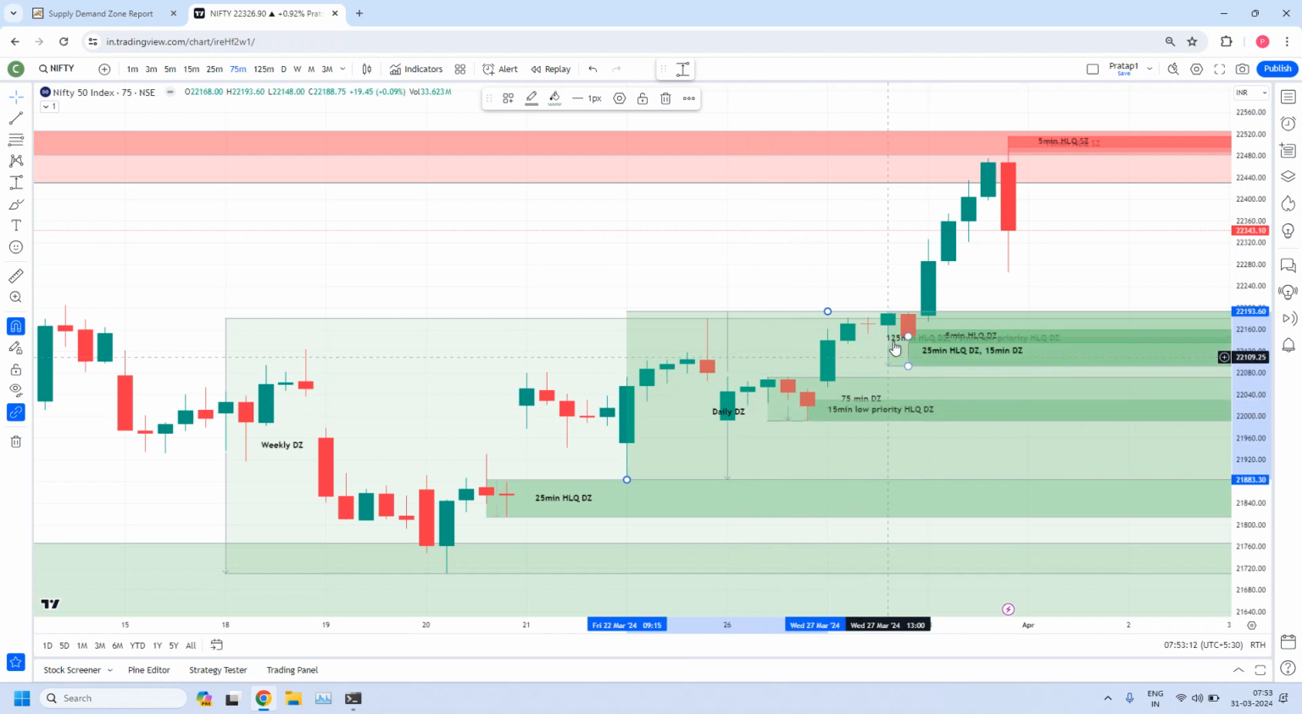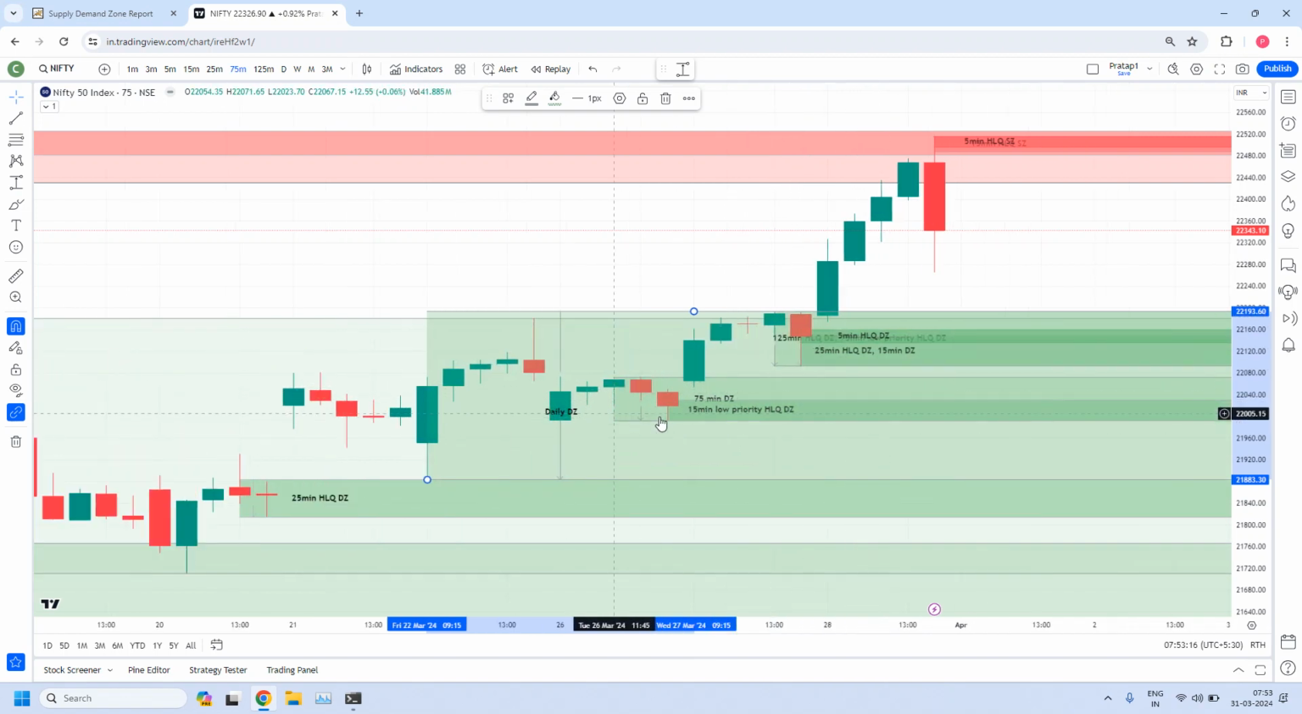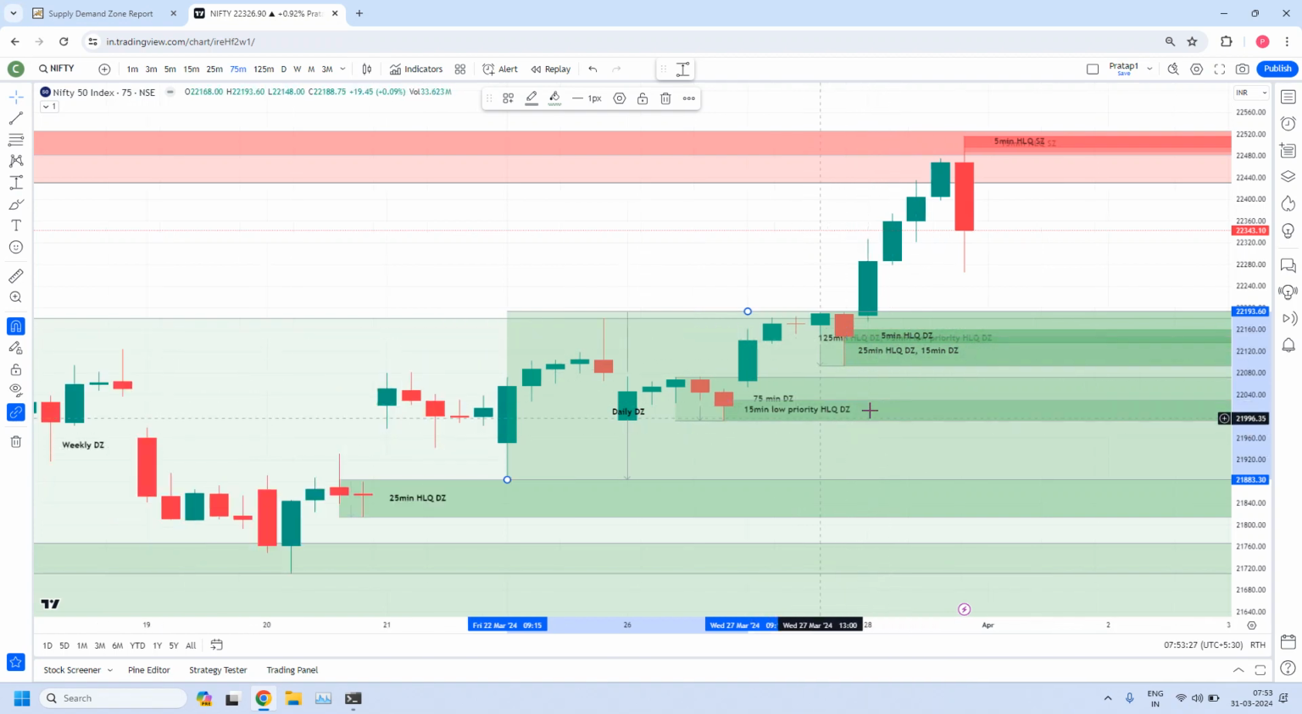Now inside this daily zone, you have two 75-minute zones. This is one 75-minute zone, and this is another 75-minute zone, and moreover, this 75-minute zone is a low priority, high liquidity demand zone. The same you have, high liquidity is also there. The same 125 minutes high liquidity.